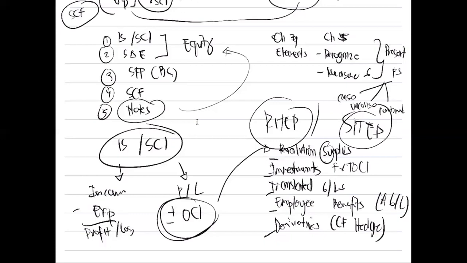First, we have your revaluation surplus. Next, we have your investments measured under fair value through other comprehensive income. Next, we have your translation gains or losses under your foreign financial statements. Next, we have your employee benefits on its actuarial gains or losses. Lastly, we have your derivatives used as a cash flow hedge. Okay, so these items are the differentiation between your SCI and income statement.